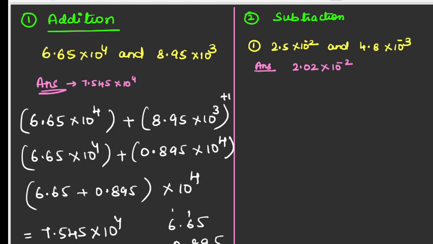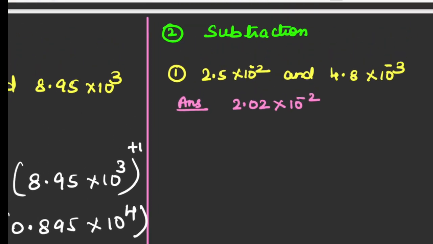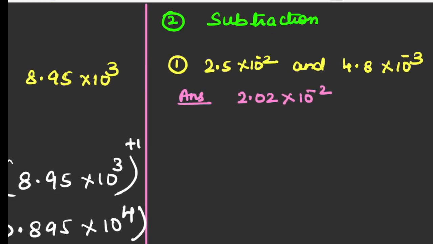Now let us solve for subtraction. There are two numbers given. You have to subtract these two numbers. This is the answer given in the textbook. You can see here the powers: 10 to the power of minus 2 and here 10 to the power of minus 3. So you have to change these powers.